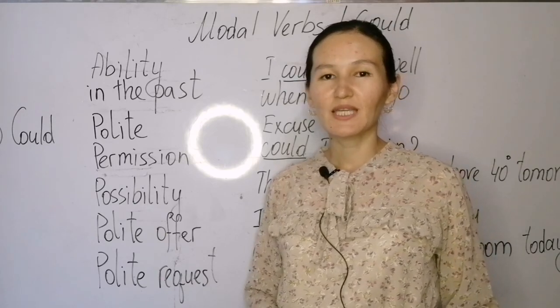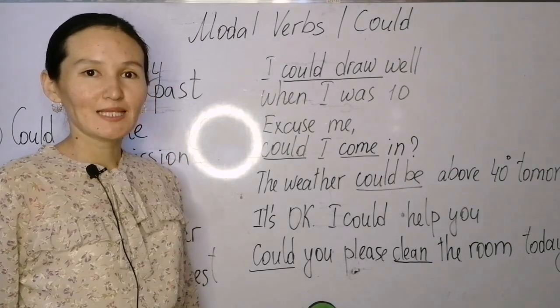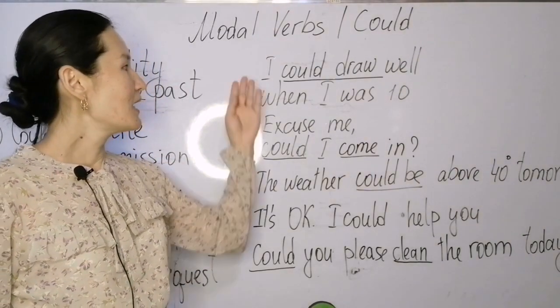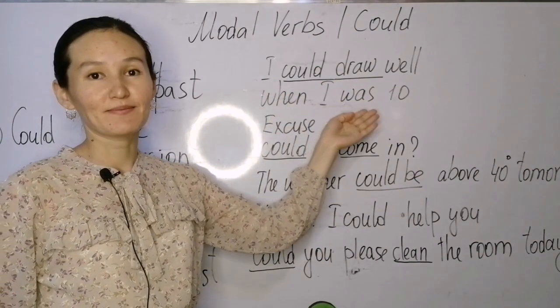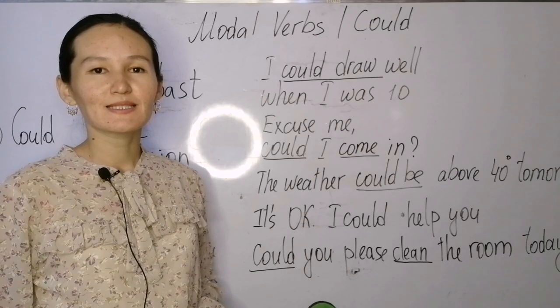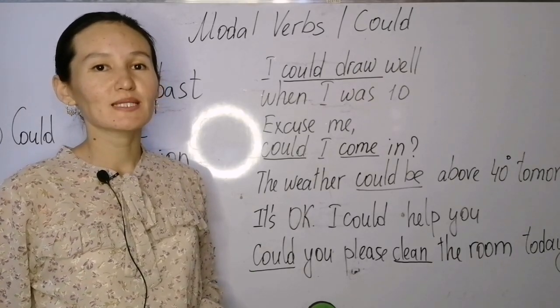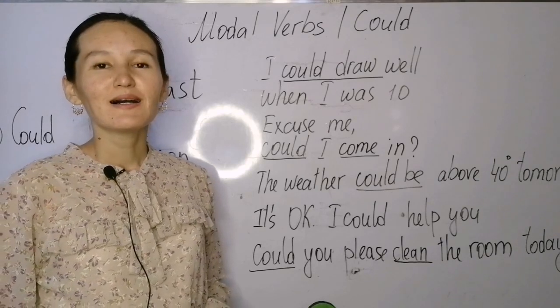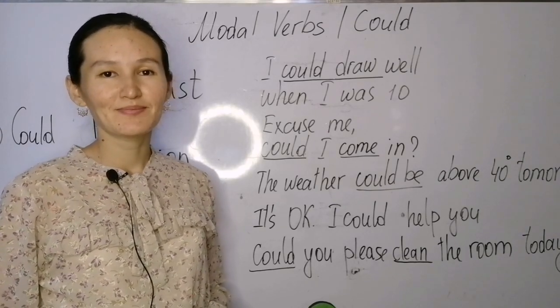Now let's take a look at the sentences. So the first one is ability in the past. I could draw well when I was 10. Yes, this is true. When I was little, I could draw well. When I was in elementary school, I was interested in drawing and I could draw well.